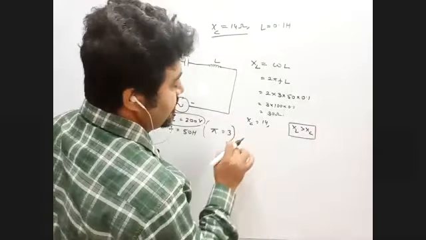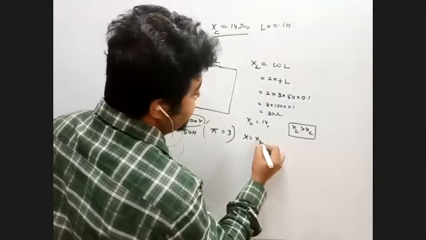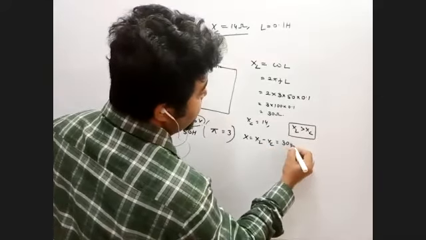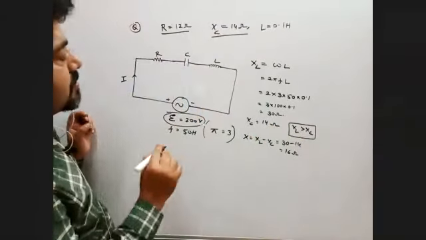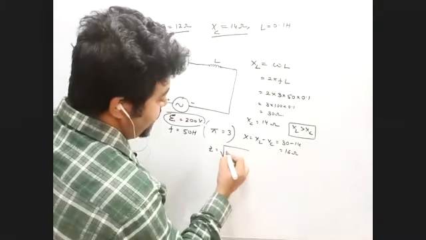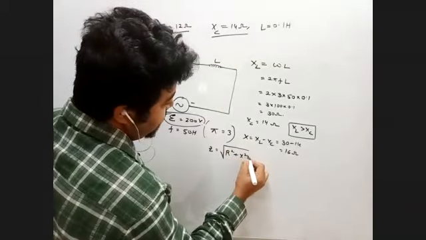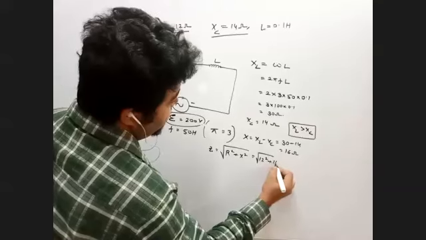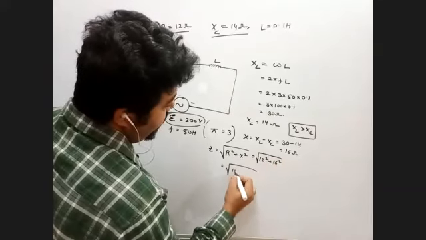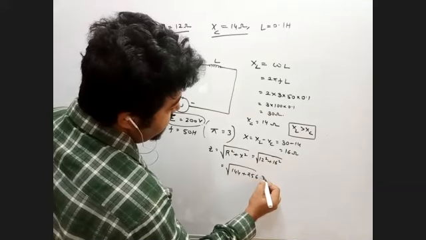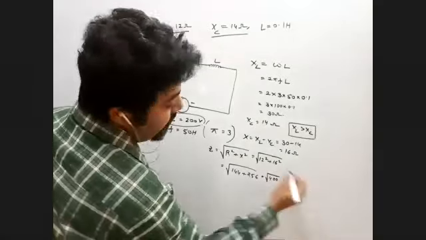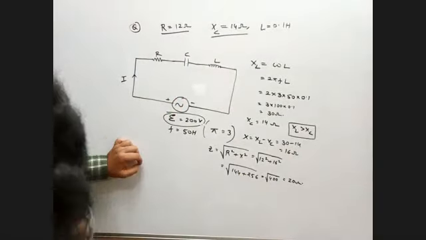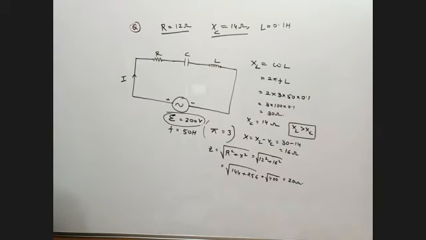Phase angle lag. So you can find out X, that is XL minus XC, that is 30 minus 14, that is 16 ohm. So Z is R square plus X square, that is 12 square plus 16 square, 144 plus 256, that is 400, that is 20 ohm. So your net resistance is 20 ohm. Is it okay, everyone?